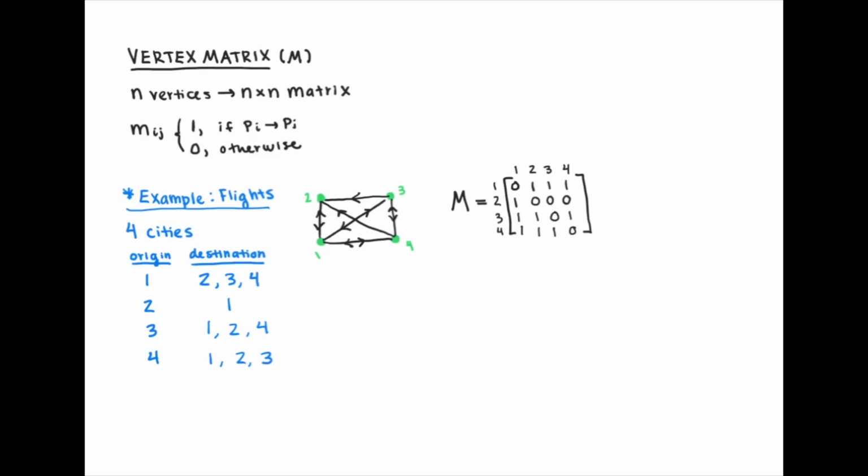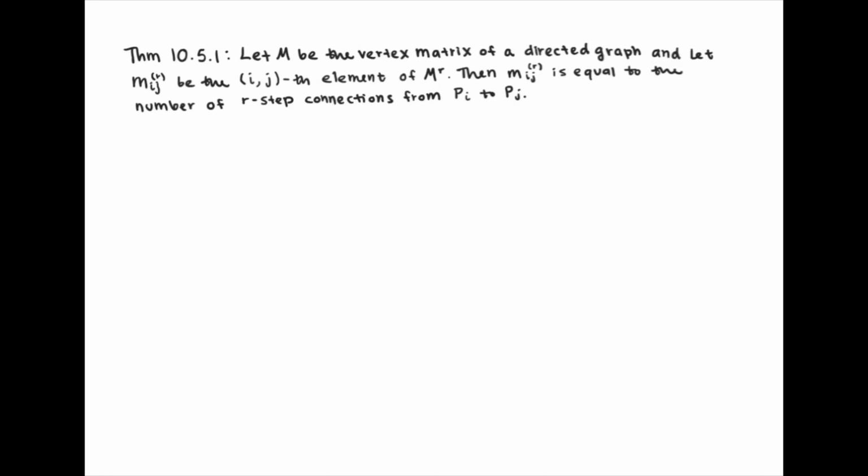This brings us to Theorem 10.5.1. Theorem 10.5.1 says the following. If we want to find the number of R-step connections from Pi to Pj, we raise matrix M to the R, and then the entry at ij of that matrix is equal to the number of connections. Let's prove this theorem with the two-step example.